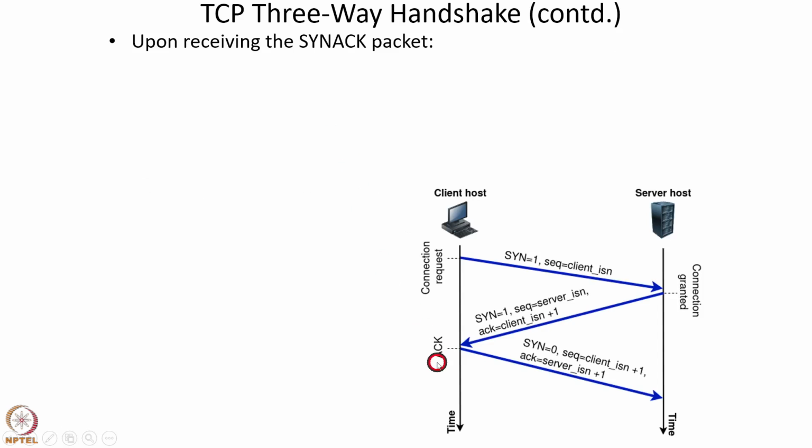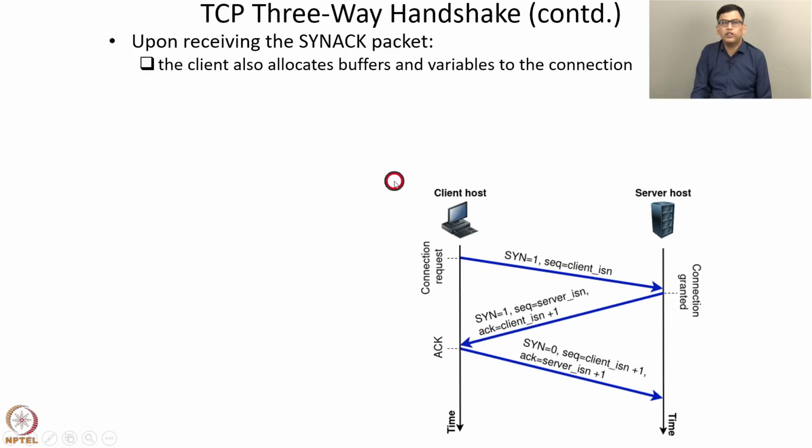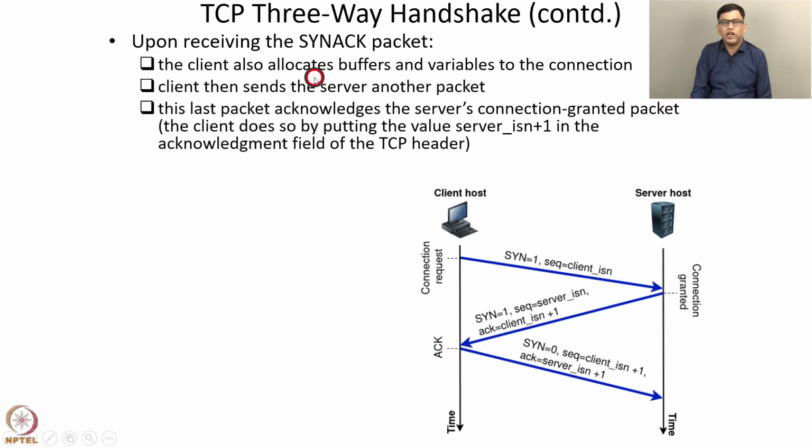So when the client receives the SYN ACK packet, that happens at this point, then the client allocates buffers and variables to the connection. So at this instant in time, the client allocates buffers and variables to the TCP connection. Then the client sends the server another packet, which is shown here by the third packet. And this last packet acknowledges the server's connection granted message.